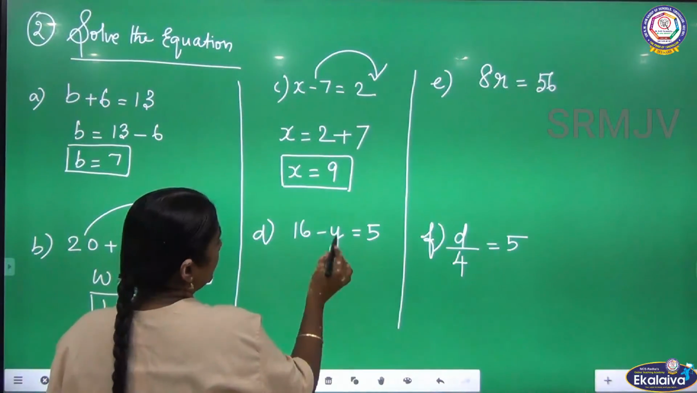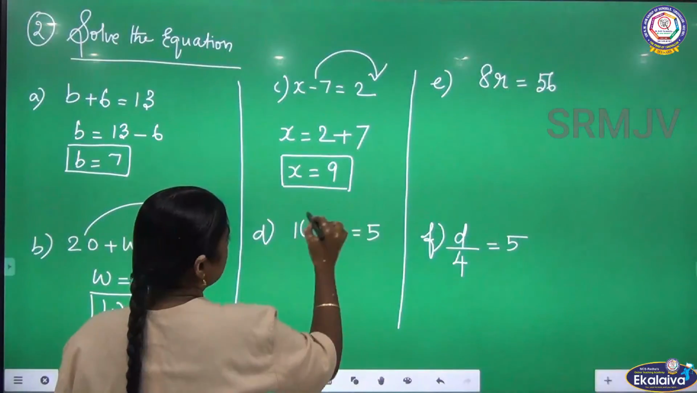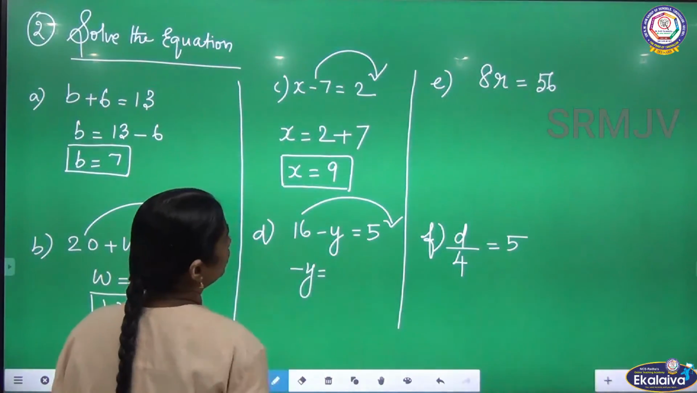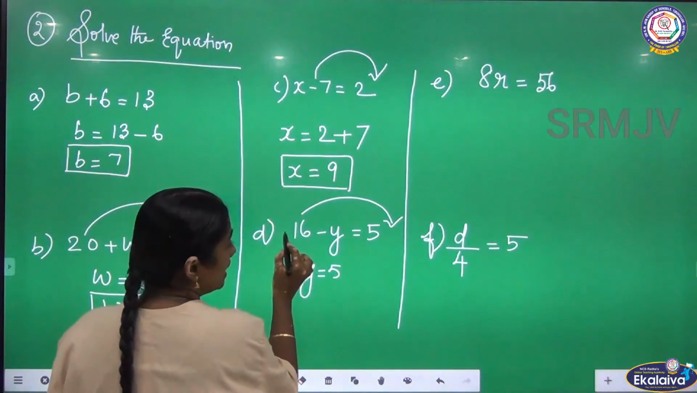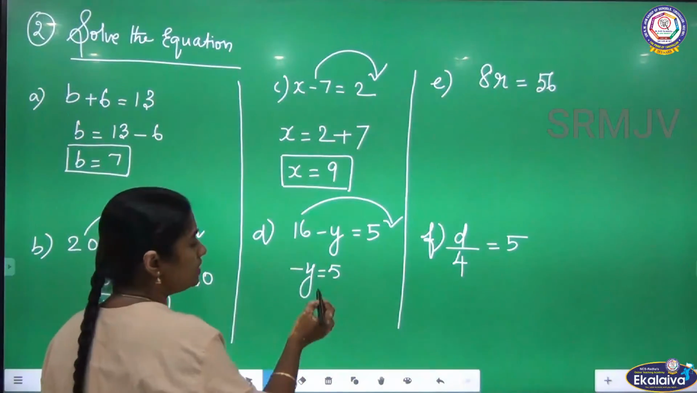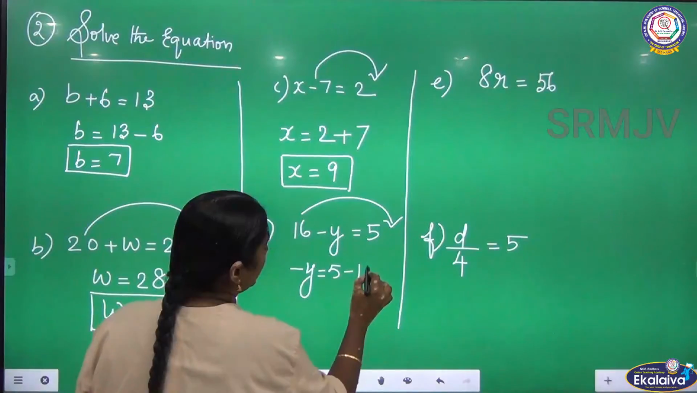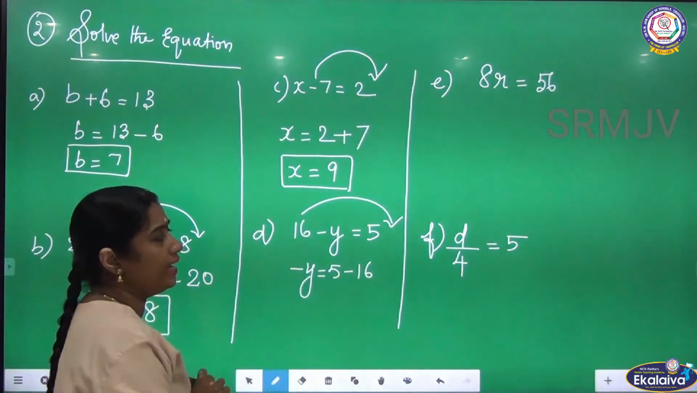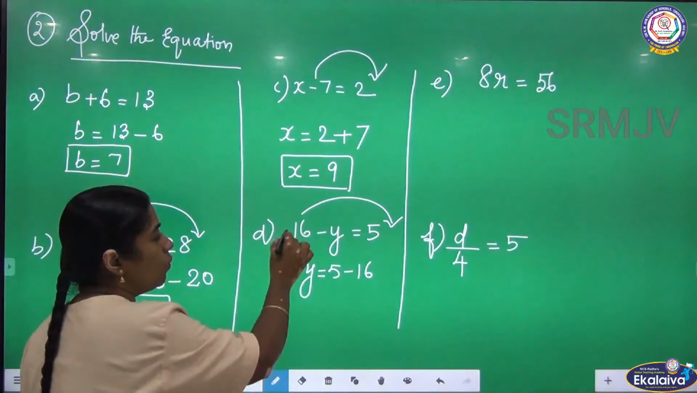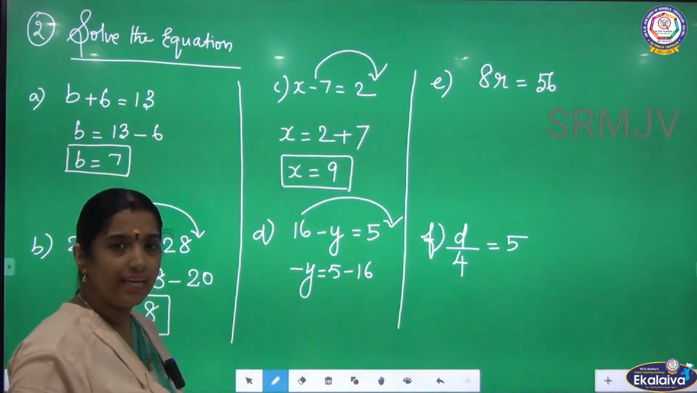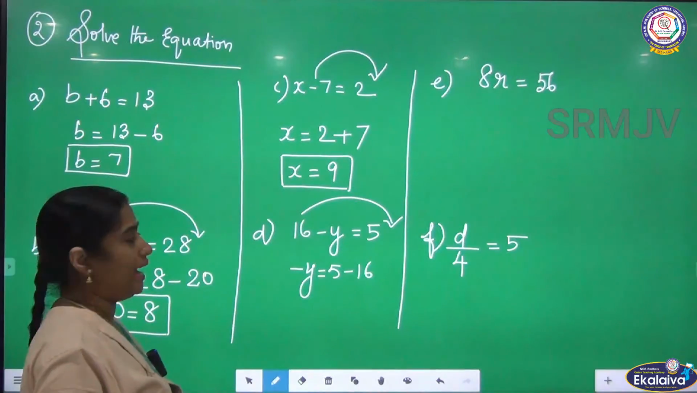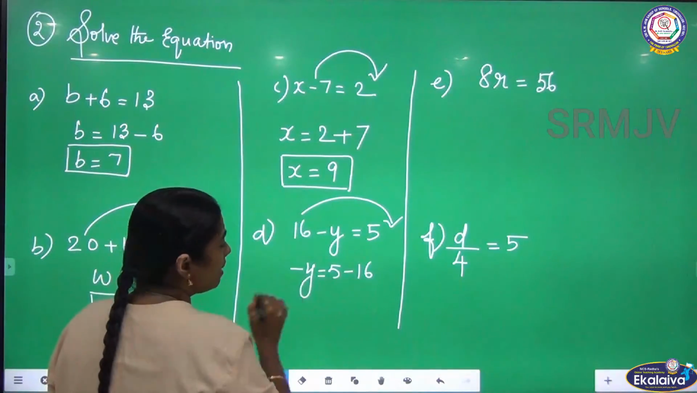Next, 16 minus y is equal to 5. Just send this 16 to this side. So minus y is equal to 5 minus 16. When it moves that side, what does it become? Minus 16. Can you clear this? Minus y, 5 is there. When I am sending the 16 to the equal side, it becomes minus 16. Plus becomes minus. So 5 minus 16.